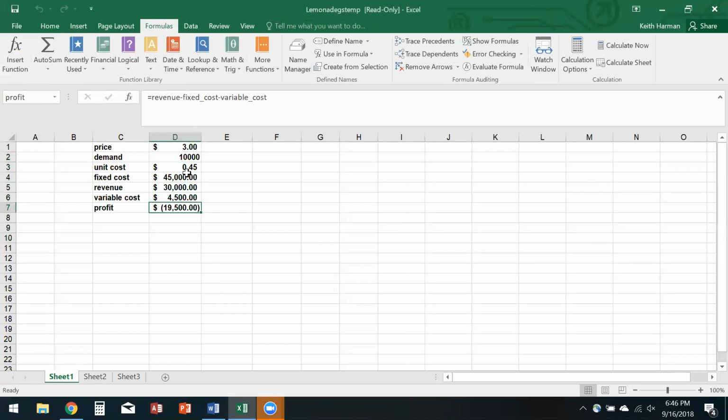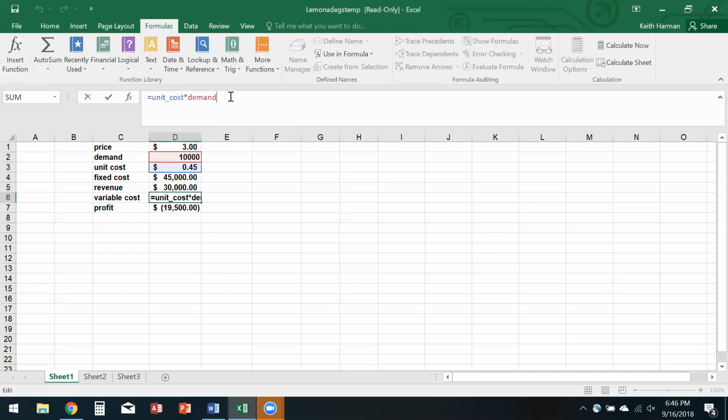All right, so we've got the price. The fixed cost is $45,000. The revenue is $30,000. And of course, the revenue, let's click on that, is the demand times the price. And the variable cost is the unit cost times the demand. They've figured that they have a variable cost of, looks like, 45 cents.